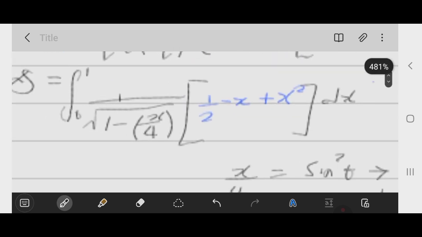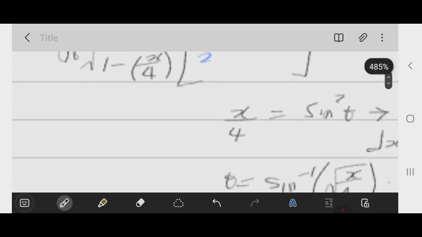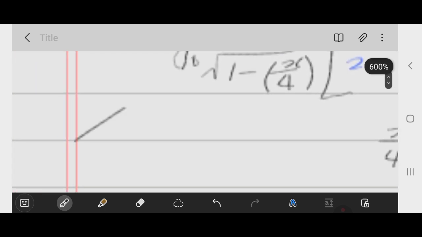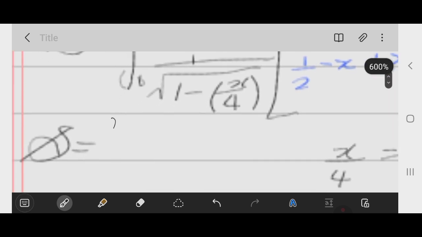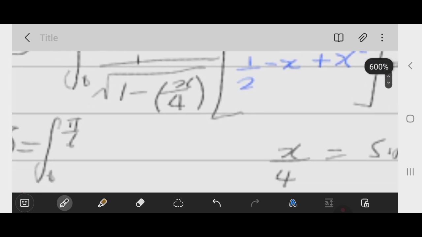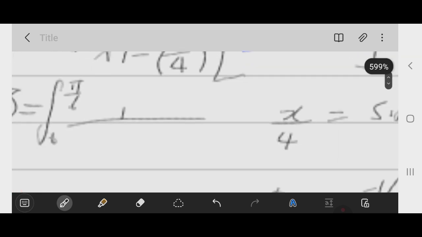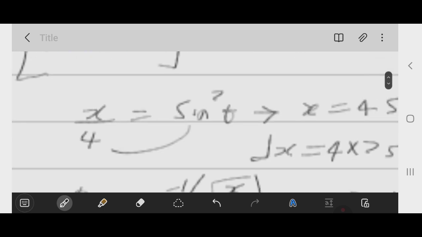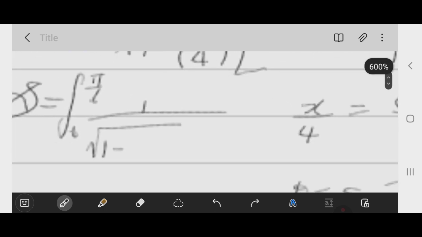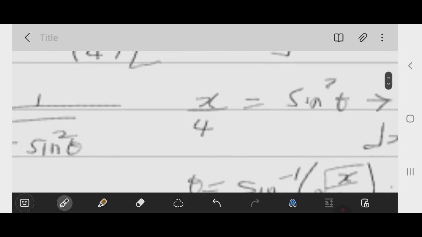With all these backups, I'll go ahead and transform my integral. So now I have that S is equivalent to the integral from 0 to pi over 6, of 1 over the square root of 1 minus, now remember, we'll give this a new meaning, so we're going to change it now, sine squared theta.